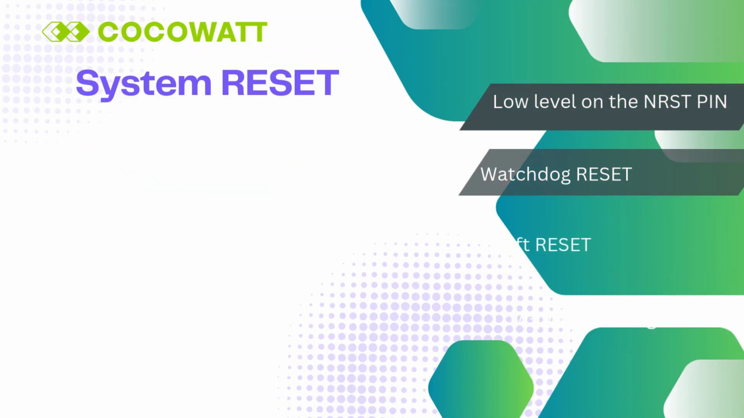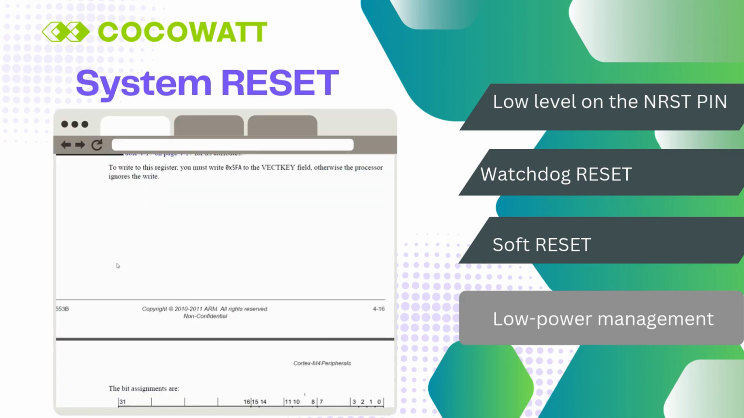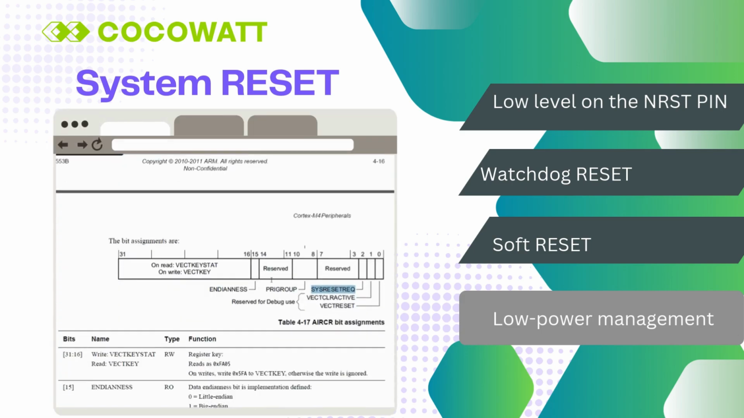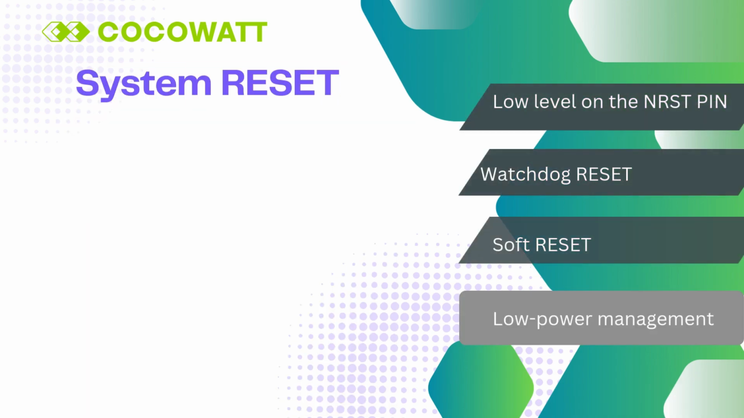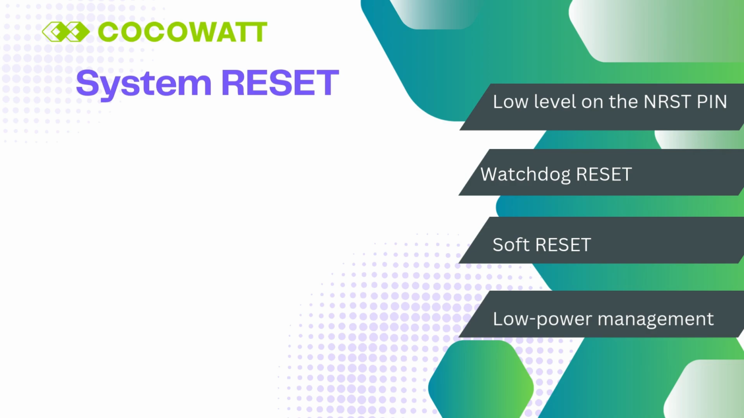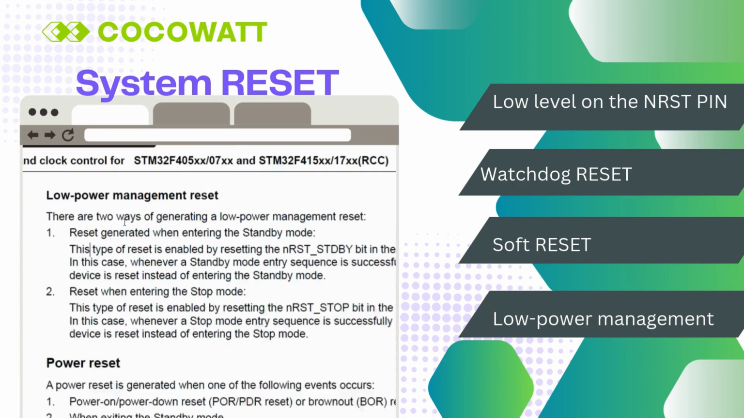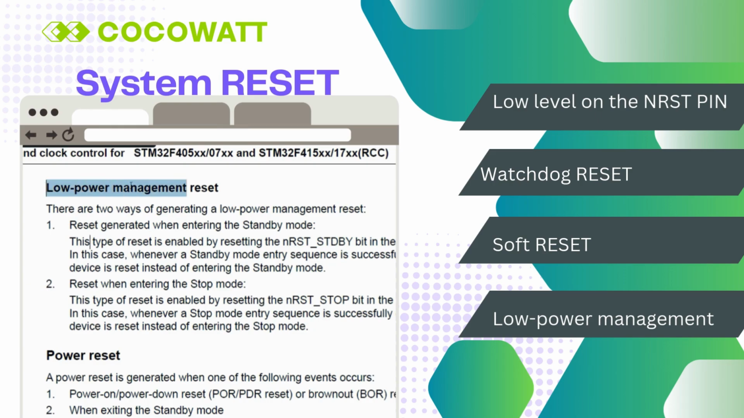It is triggered by setting the system reset request bit in the Cortex M4 reset control register. Low power management reset is generated when entering standby mode and stop mode by enabling the corresponding bits in the register. Low power management of a controller we will see in detail later in this playlist. Right now, this is also one of the reset options for system reset.